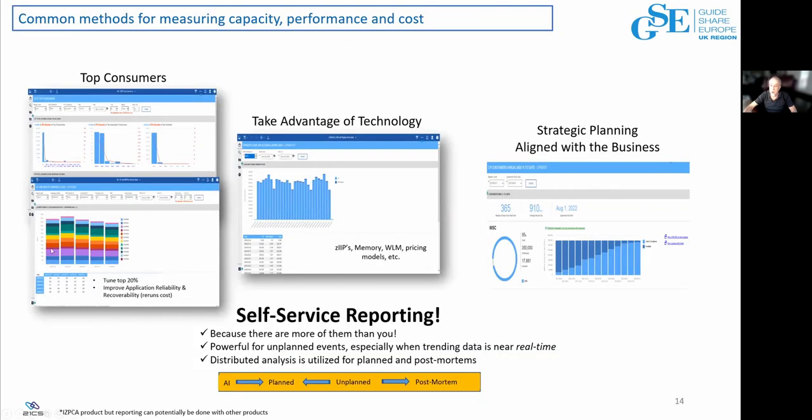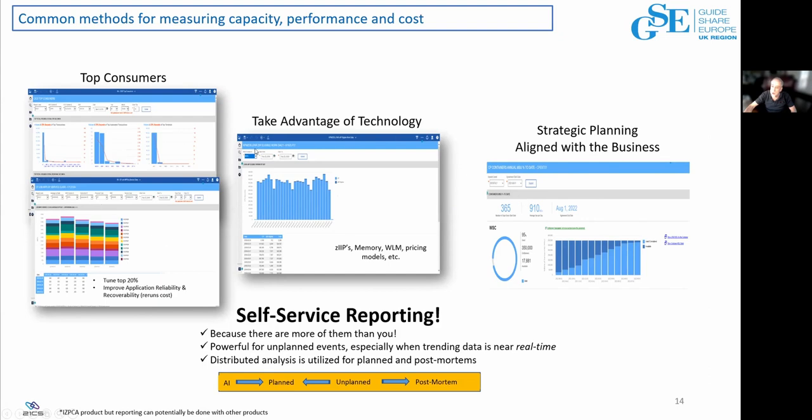All right, the common methods for measuring. I looked at top 40 reporting. You take advantage of technology like zIIPs and memory, and, as most of you probably know, watching whether your zIIPs are being fully utilized, or whether you have enough zIIPs, is important to decrease your costs. Memory plays a part in decreasing your cost, and aligning your planning with the business in terms of vendor costs and your predictability is really important.